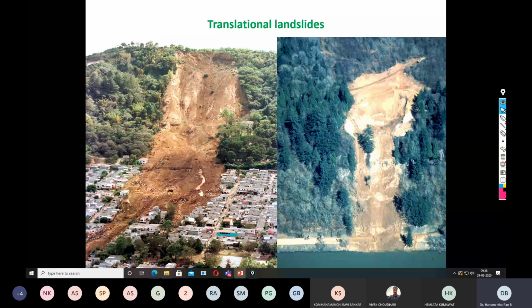So I just try to address. This is the best example for translational slides. On a hilly slope, you can see the exposed surface. If you look at the exposed surface, it is like a perfect horizontal. Somewhere at the top there is a small vertical cut, then followed by the movement.